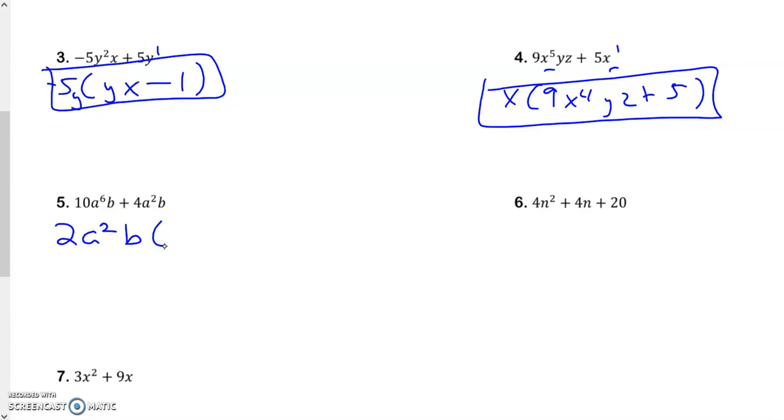So 10 divided by 2 is 5. 6 minus 2 is 4. The b's cancel out. 4 divided by 2 is 2. The a's to the second cancel out. The b's cancel out. And I'm done.